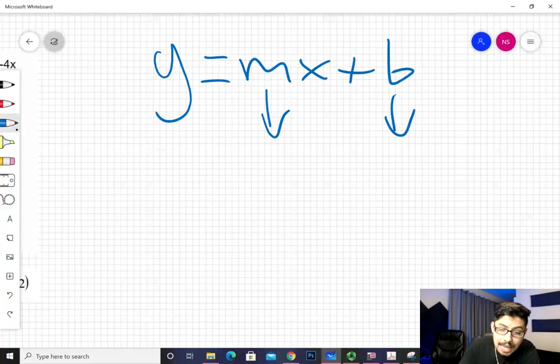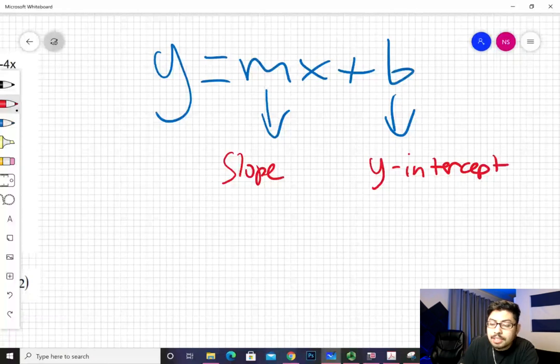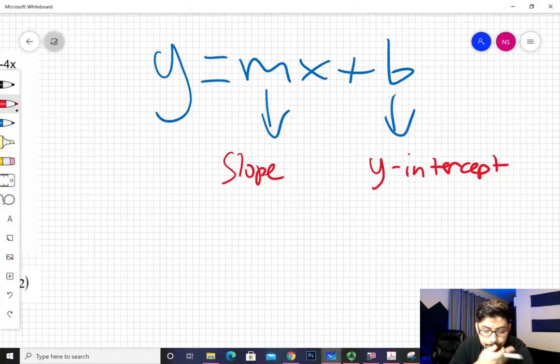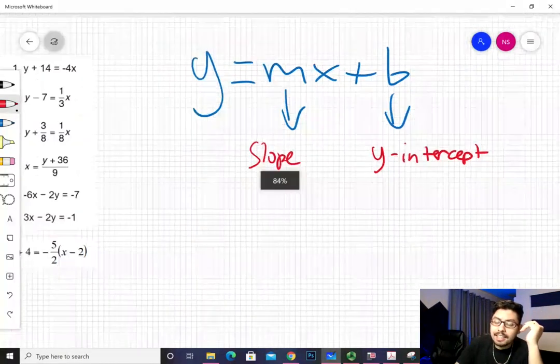Please memorize this. M from this point forward is always going to be slope. And b is going to be your y-intercept. What's your m? Slope. What's your b? Y-intercept. What is all this, Neil, that you're even teaching us? You're probably confused right now. Here's the thing.